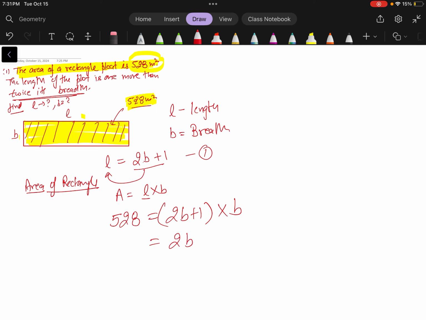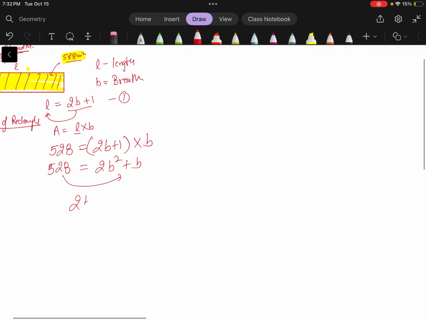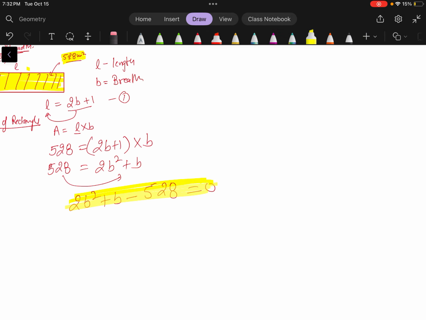So when we multiply, it is 2b square plus b, okay, and this is equal to 528. So when we solve this one, we'll bring this that side. So what happened? So we will have 2b square plus b minus 528 is equal to 0. So till this point, what we did, we derived one equation.